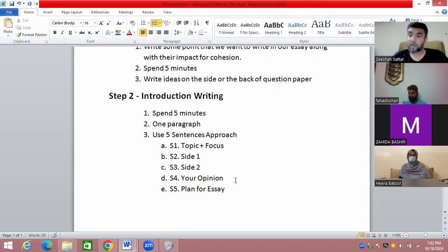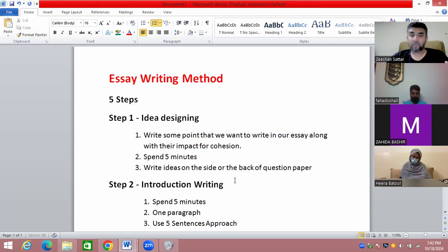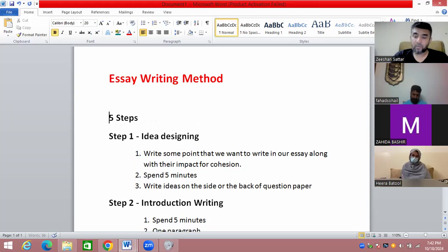And now, what have we learned? Step number 2 is the introduction. What will we follow? 5 sentences. When we follow this approach, believe me, we will reach about 80 words. No need to worry, because we discussed yesterday how much the word load will be: 250 words minimum. How many words do we need to write in the essay? 250 minimum.